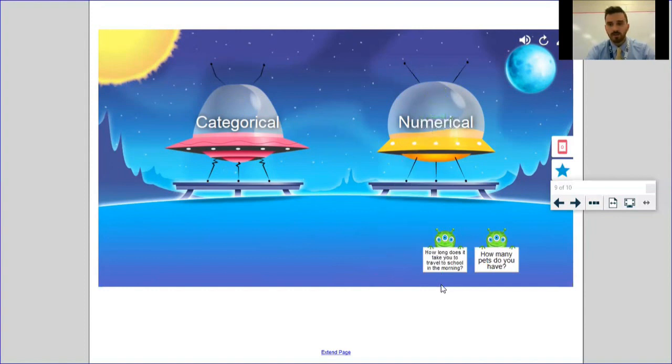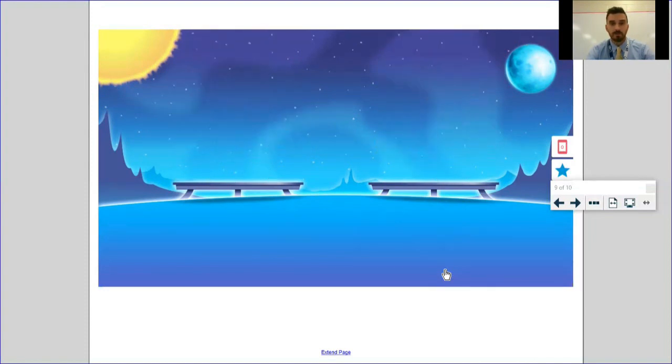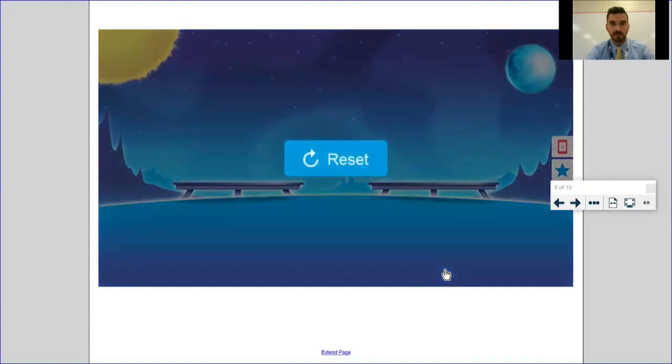Couple more. It says, how long does it take you to travel to school in the morning? That goes with time. That's something we measure with numerical data. And last but not least, how many pets do you have? Numerical data, just one, Big Albert. And that, right, oh, I didn't know that was going to happen. That was kind of sick.